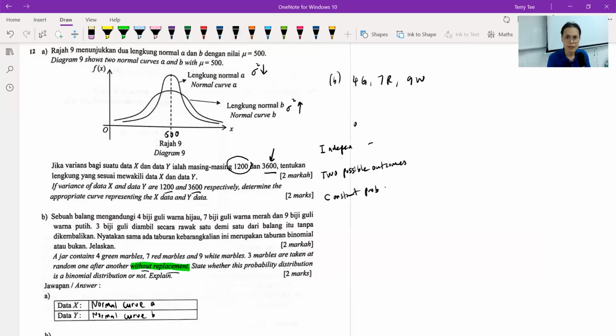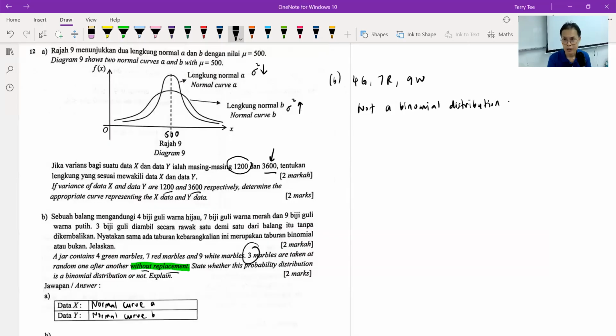So, okay, how do you answer the question? Okay, we say, no, it's not independent. State whether it's binomial or not. So it's not a binomial, because binomial, it has to be independent. It has to have fixed number of trial. Can we have fixed number of trial? Yes, because you're drawing 3, right?